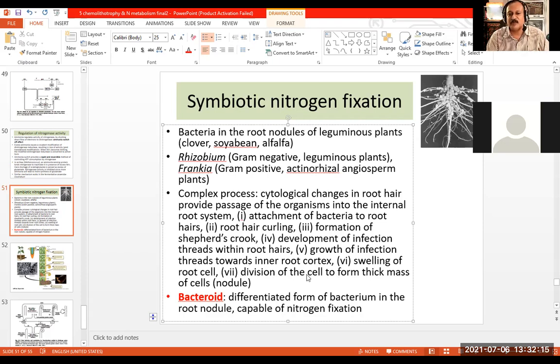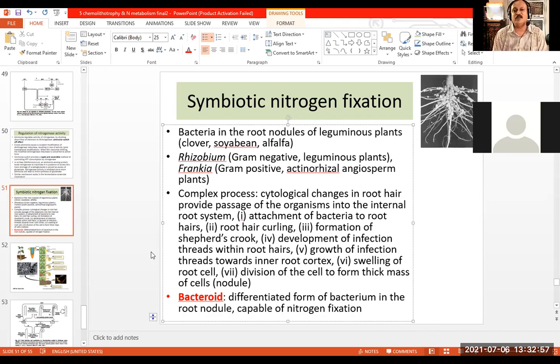Now, in this process, when the organisms are invading the cortical cells and causing biochemical as well as structural changes in them, something is happening to the bacterial cells, and they are getting transformed into a different type of cell. That cell is called a bacteroid. A bacteroid is a differentiated form of the bacterium, and in this differentiated state, these bacterial cells are capable of carrying out nitrogen fixation very efficiently.